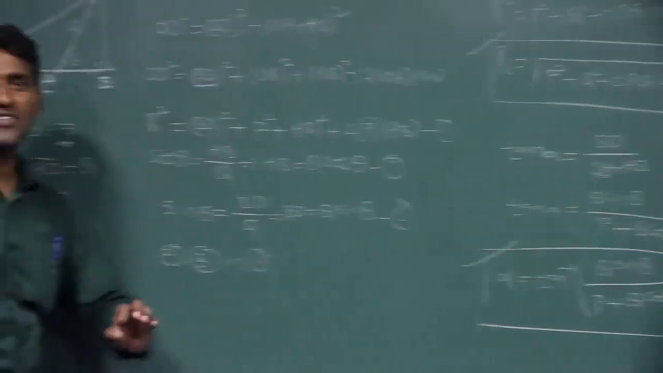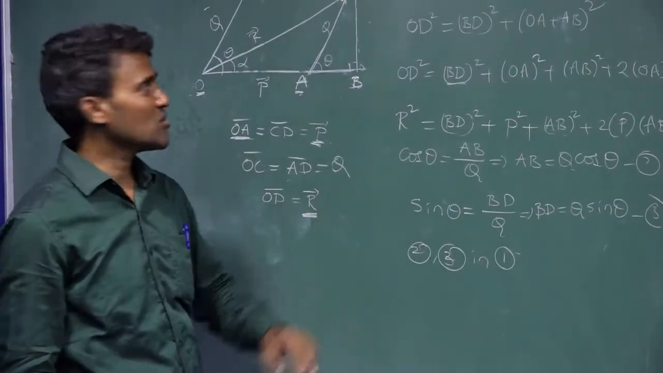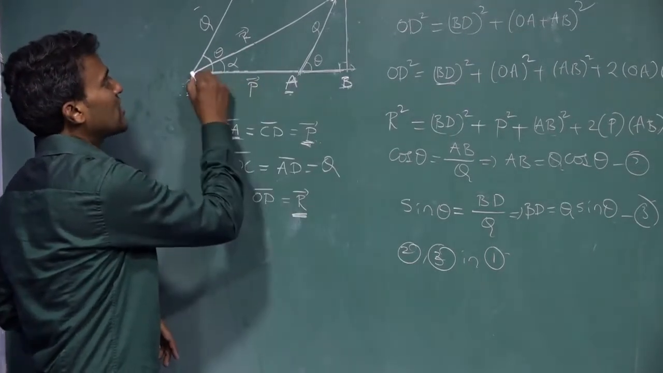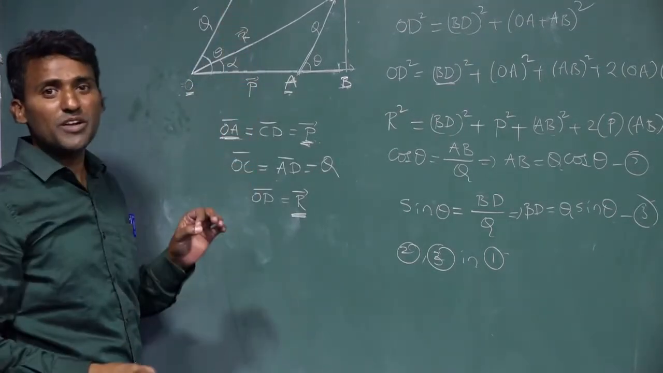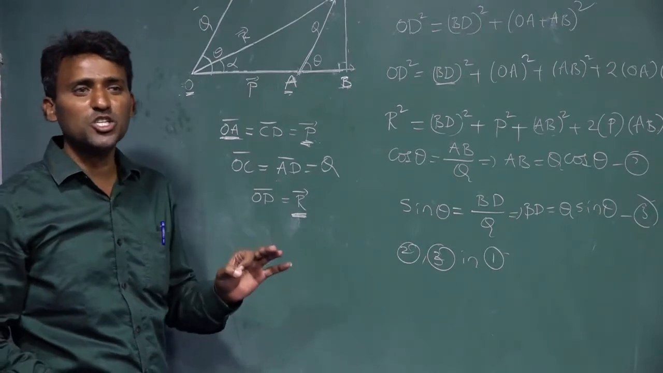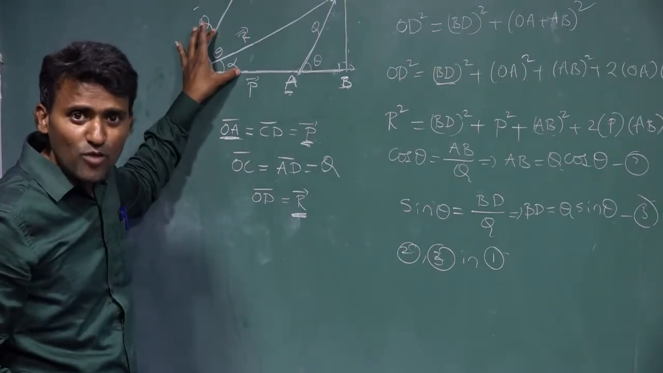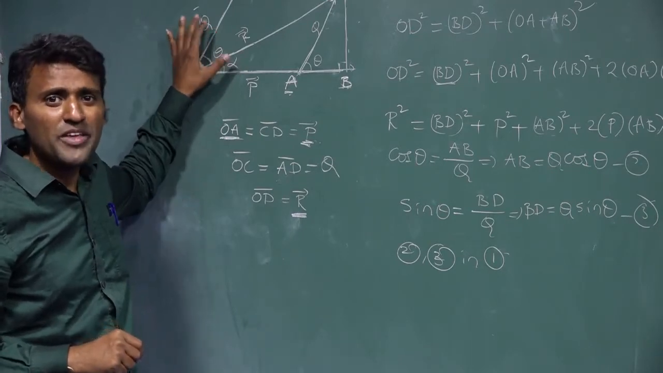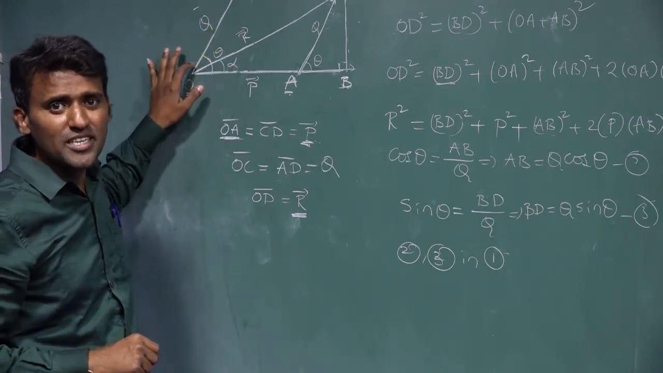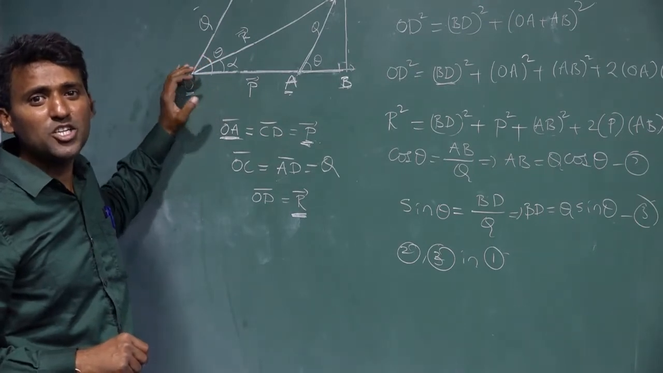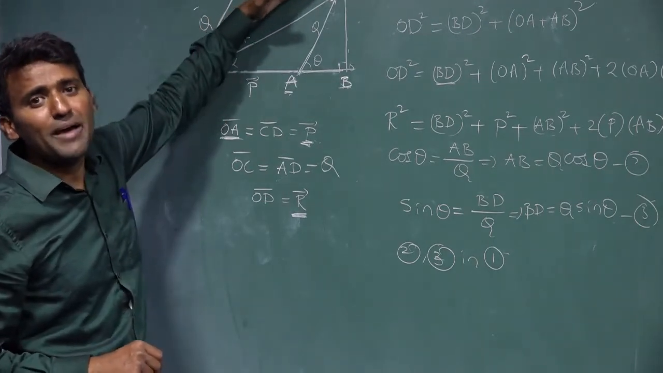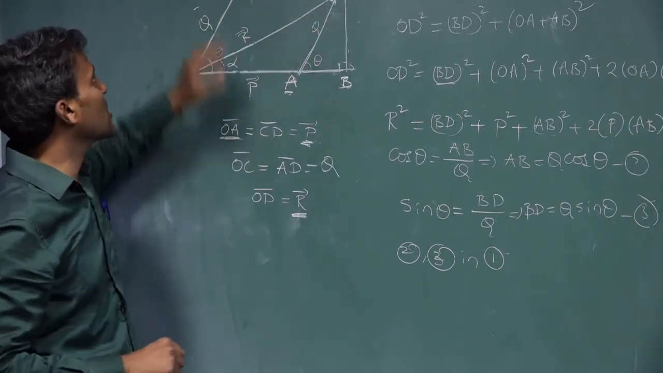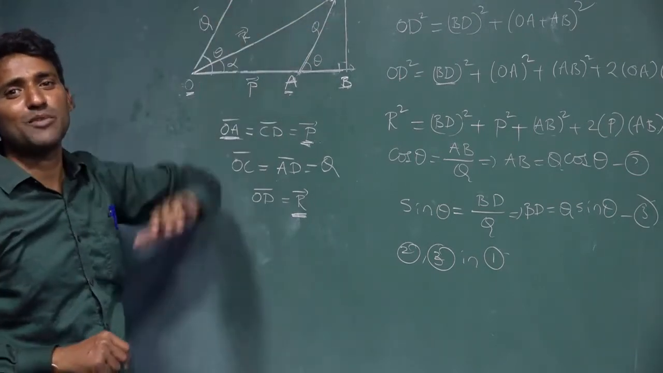Once again, I am giving the definition and concluding. What is the definition? If two vectors are represented in both magnitude and direction by the adjacent sides of a parallelogram, then their resultant is represented in both magnitude and direction by the diagonal of the parallelogram. So we call this the parallelogram law statement.